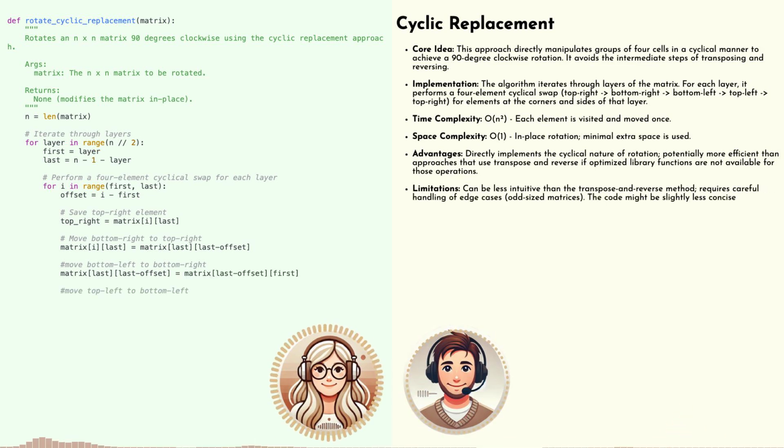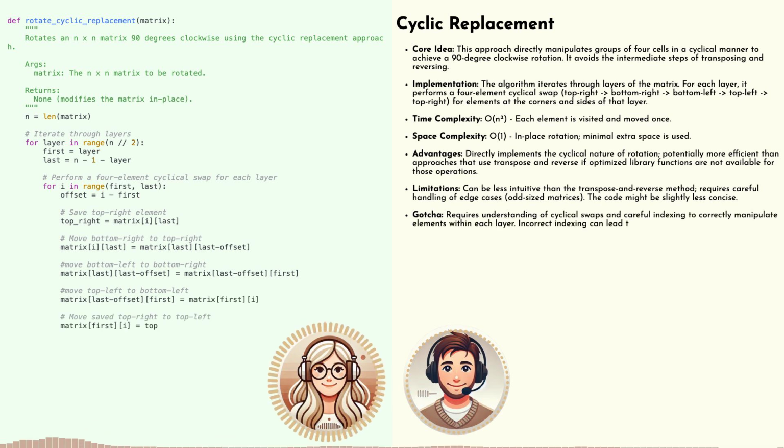We're going to systematically move elements in a circular pattern within each layer to achieve that rotation. So if we had our 3x3 matrix, the outer layer would be the top row, the rightmost column, bottom row, and then the leftmost column. Exactly. That's your first layer. And within that layer, we're going to cyclically swap elements in groups of 4. So we're swapping 4 elements at a time to rotate them.